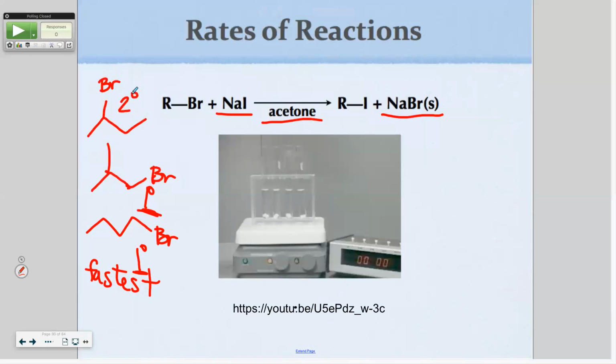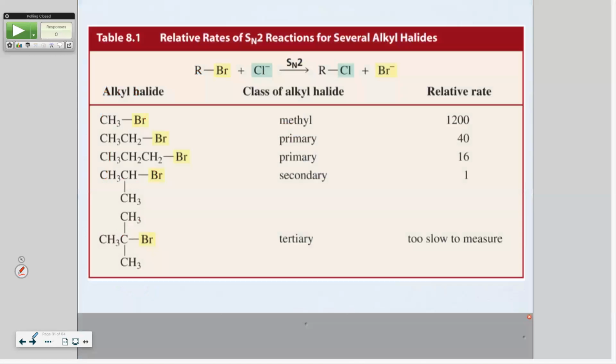And the one that never reacted at all, even though they let it sit there for a long, long time, was this one. And what kind of alkyl halide is this? Tertiary. Do we see a pattern? Okay. Yeah.